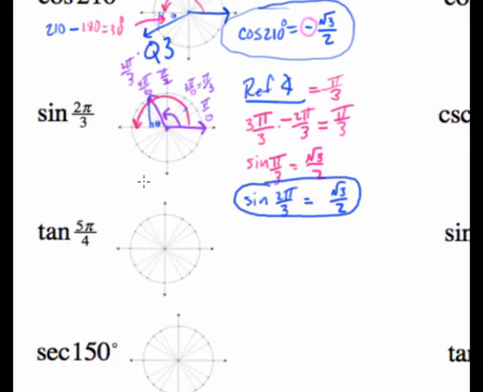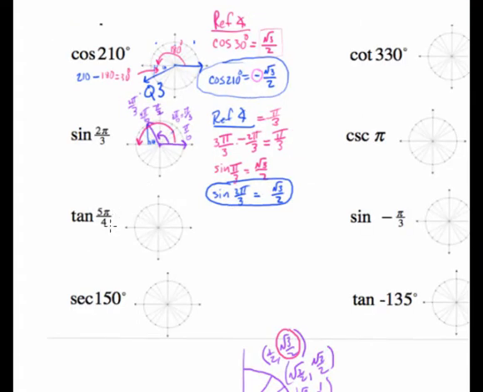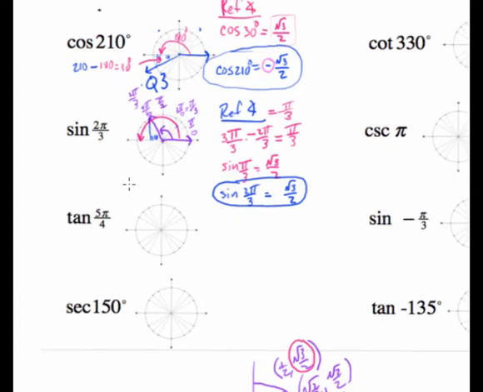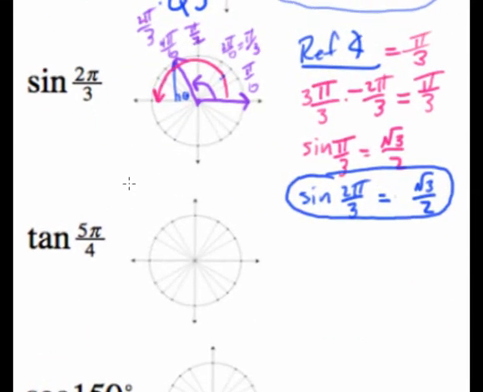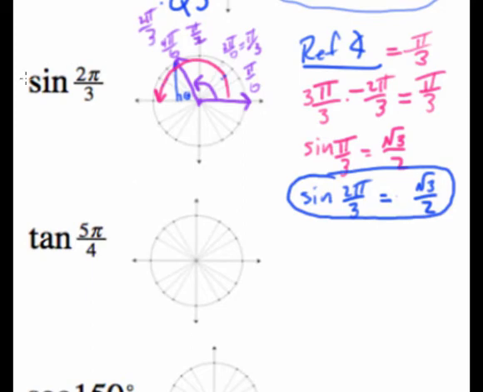Okay, tangent of 5 pi over 4. Let's blow that up again. All right, now we're going to be counting around by pi over 4, so this is 0. That's 0 radians. So we have 1 pi over 4. This is 2 pi over 4, which is pi over 2. And then we have 3 pi over 4, and 4 pi over 4, which is pi, and 5 pi over 4, which is right here. So here's our 5 pi over 4 angle.